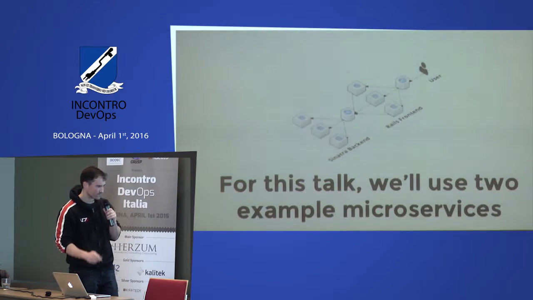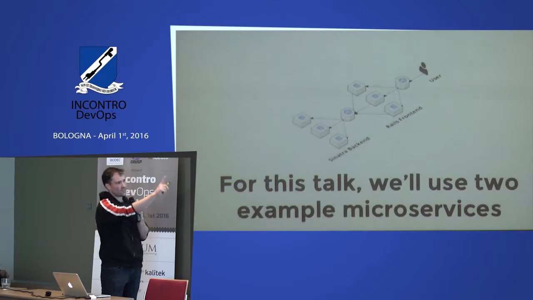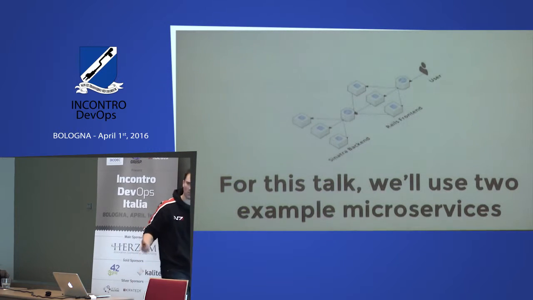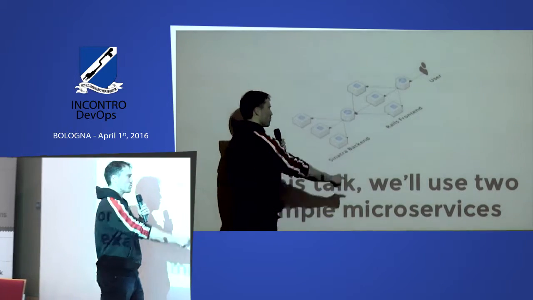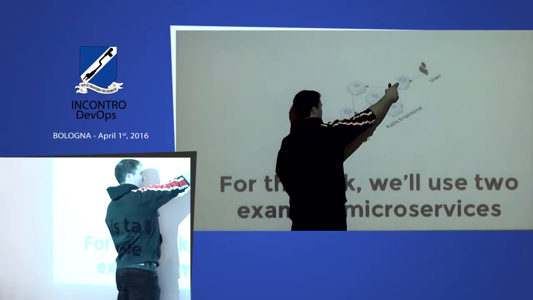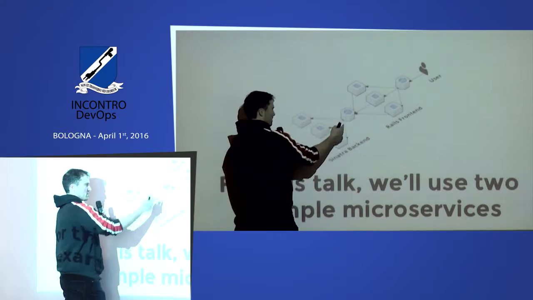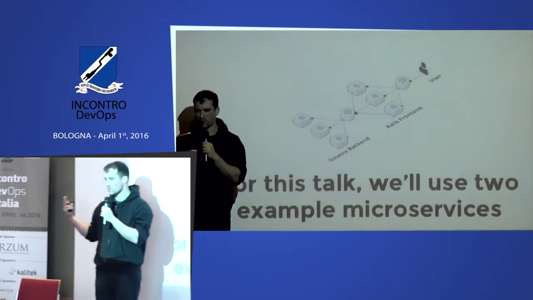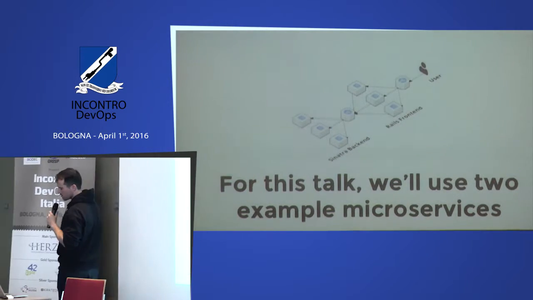For this talk, though, as I said, two very simple apps. I don't know how well you guys can read the diagram from back there, but you have a Rails front end here with a load balancer in front of it, and then you have a Sinatra back end with another load balancer in front of it. So two services, as simple as it gets.